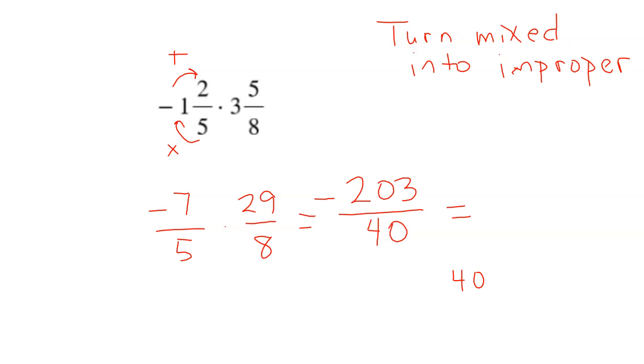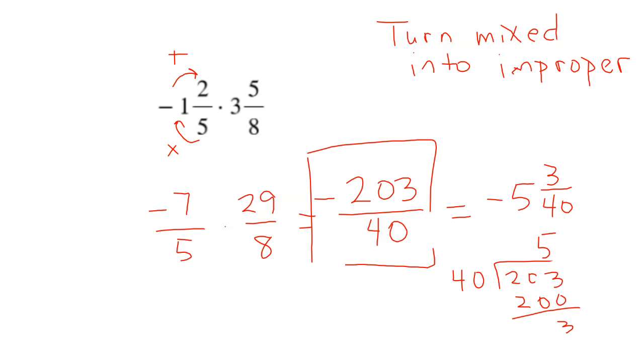Remember, again, it's 40 into 203. 203, not 205. That's going to be 5 times, because 5 times 40 is 200. And there's going to be 3 left over, so this will turn into negative 5 and 3/40. So either one of these is a perfectly acceptable answer depending on the problem.